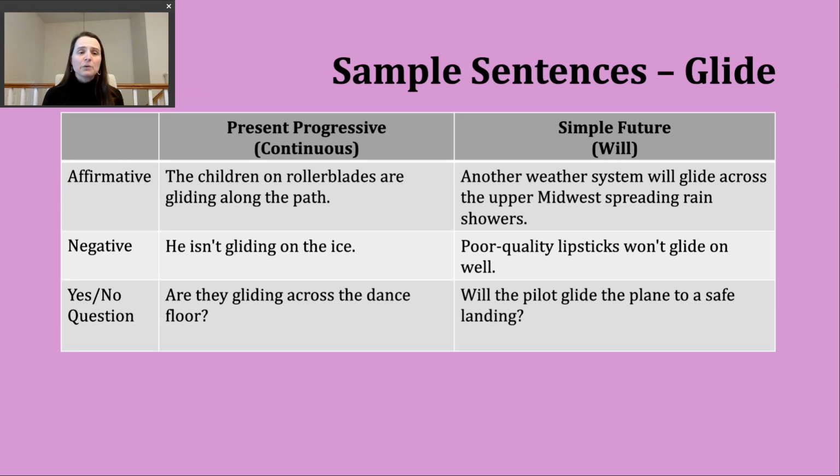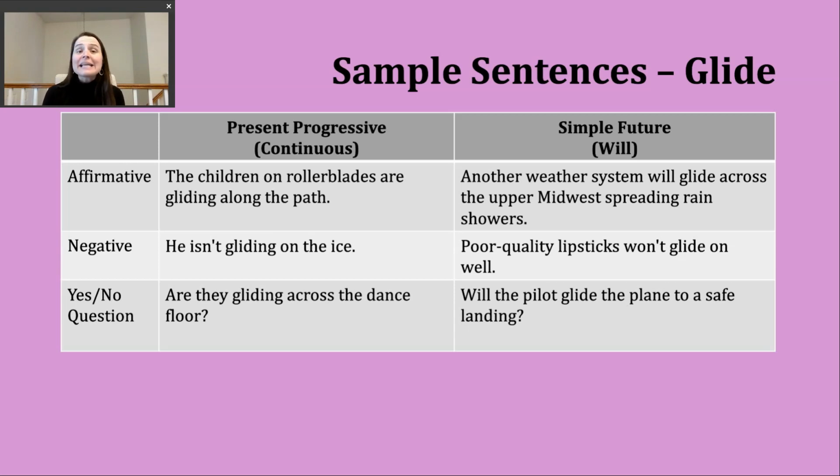Here's another example sentence. He isn't gliding on the ice. Okay, so in this sentence, he's not a good skater. Many people, professional hockey players, figure skaters, right? They move very smoothly on ice, but people who aren't as experienced maybe aren't. And this person in our example sentence would be one of those who is not gliding, is not moving smoothly.